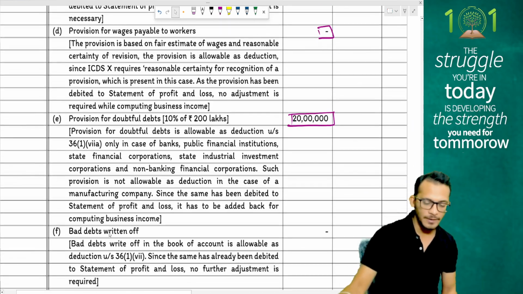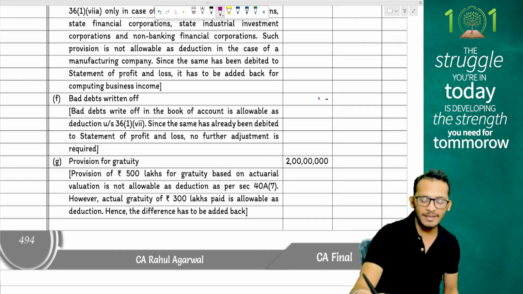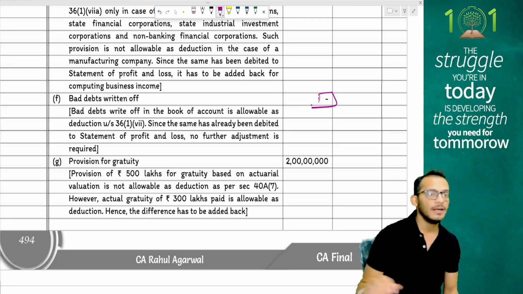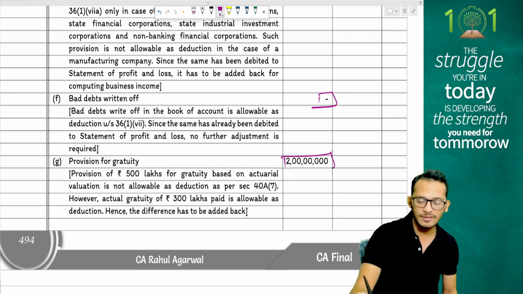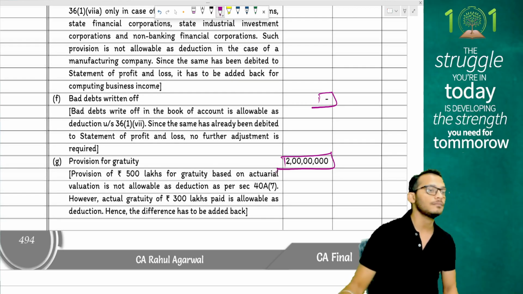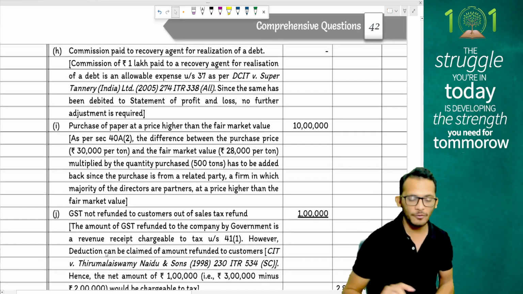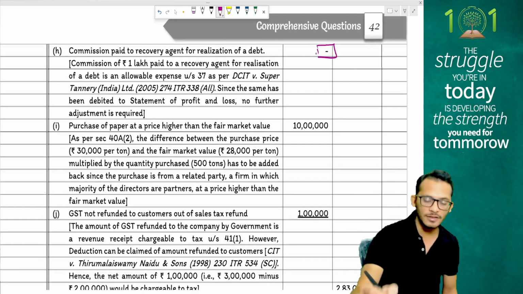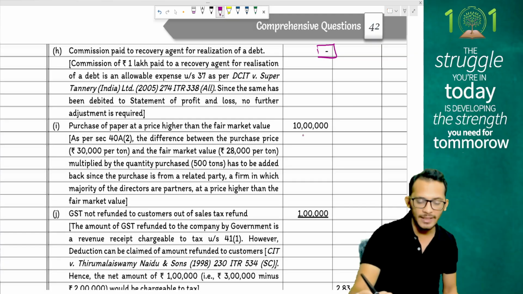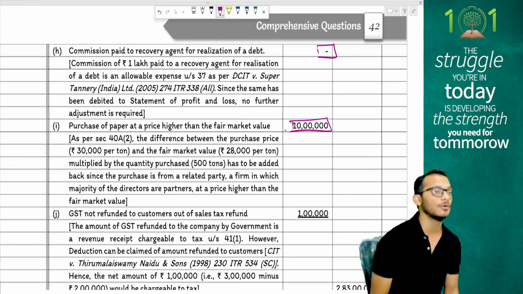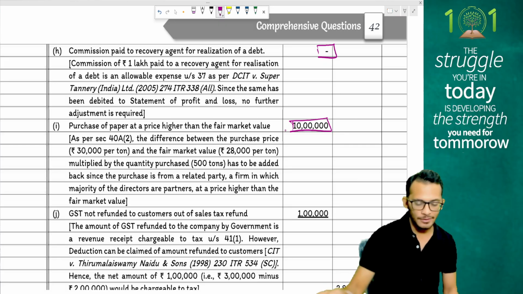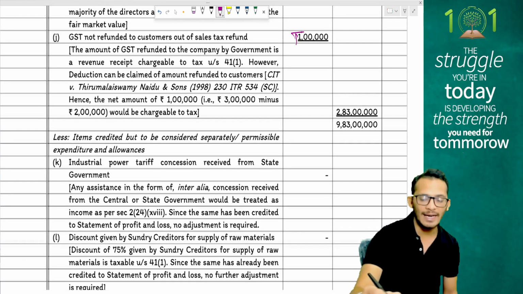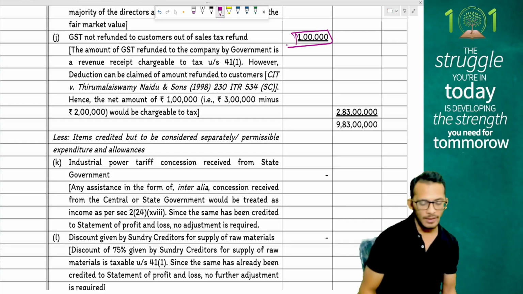Yes. After that, people, your provision for bad debts gets disallowed. Bad debts written off, because it's already in P&L, got ignored. Provision for gratuity got disallowed only because of the fact that you did not pay before due dates. Your commission got allowed because TDS is done properly. Purchase of paper is disallowed because you have 48.2. Your GST not refunded is getting added because not paid to customers.